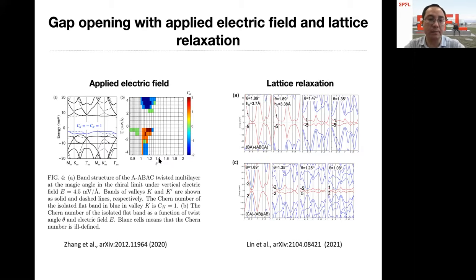Here is the phase diagram obtained by adding electric field and twist angle. After we posted our paper, another study studied the lattice relaxation. They found that the lattice relaxation could also separate the flat band from the remote bands, and also carry a very large non-trivial valley Chern number.